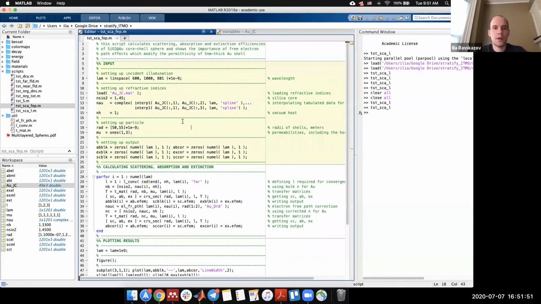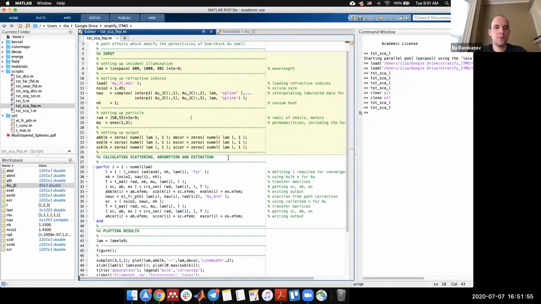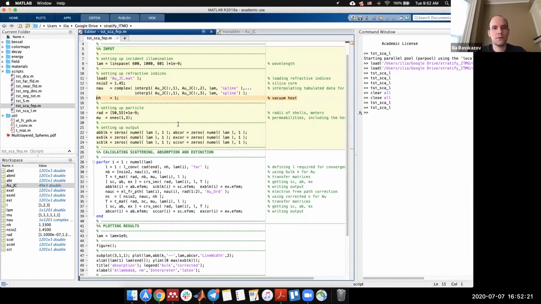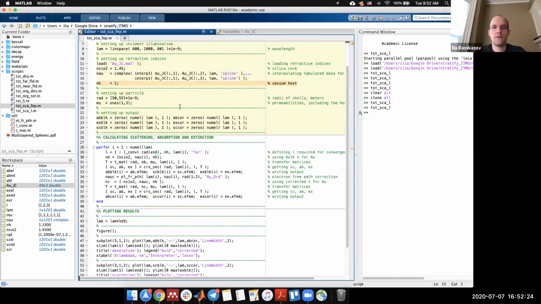So the beginning of the script is pretty much the same. Set up the lambda, load the refractive index for gold, and I stress here that this refractive index is measured for a bulk sample. Again, we upload the silica interpolating data. Vacuum host doesn't really matter to show the importance of these finite size effects. And here we set up the particle. The radius of the core will be 50 nanometers and the radius of the shell will be 55 nanometers, which basically yields a 5 nanometer thick shell.